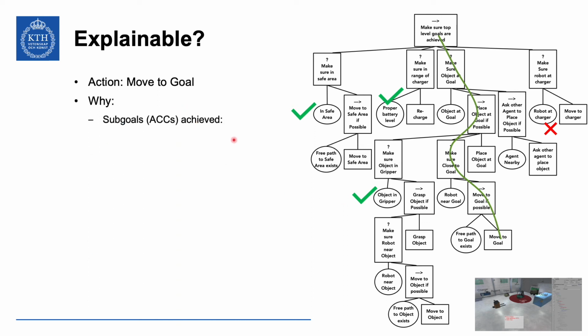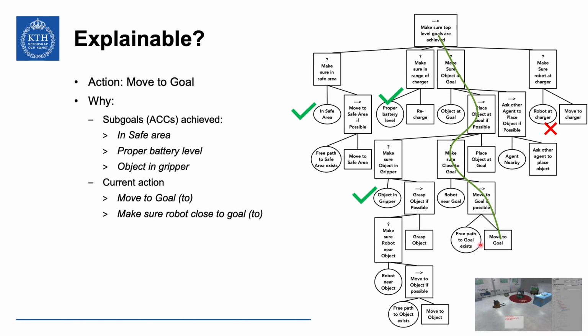So we move to the goal. Why? Well, the important sub-goals, and if you check the video on why backchaining, four common bugs in backchain designs, you know that these are called the ACC, the active constraint conditions. We're in the safe area, we have a proper battery level, and we have the object in the gripper. So by executing move to goal, we don't want to violate them. We don't want to move into the unsafe area, because then we're going to switch back here. But that's another story. So these are the important sub-goals, the current action, and then we just read it from bottom to top. I'm moving to the goal to make sure I'm close to the goal, to make sure the object is at the goal. And then the sub-goals not addressed yet. Sub-goal to be addressed is robot at charger.